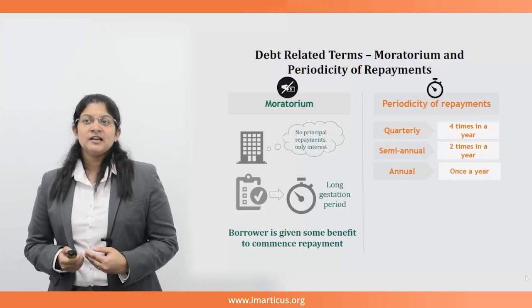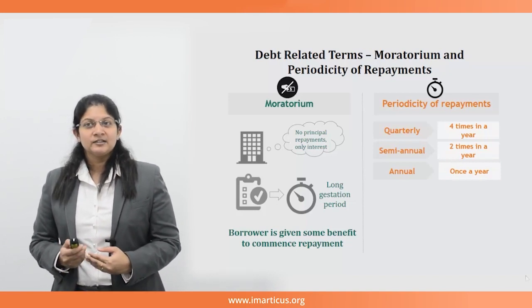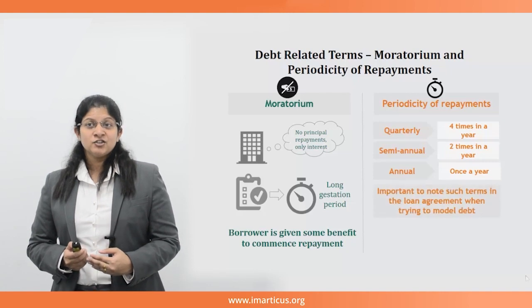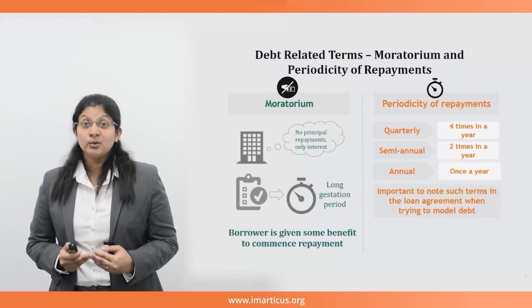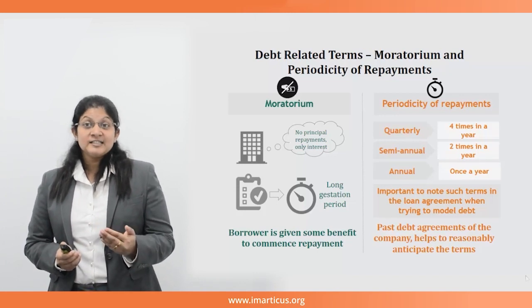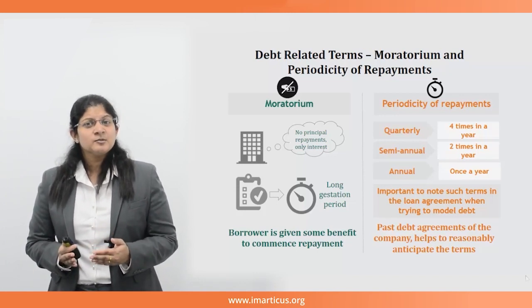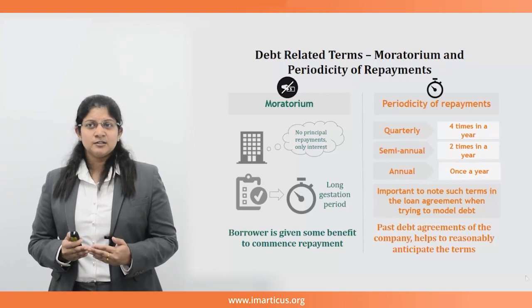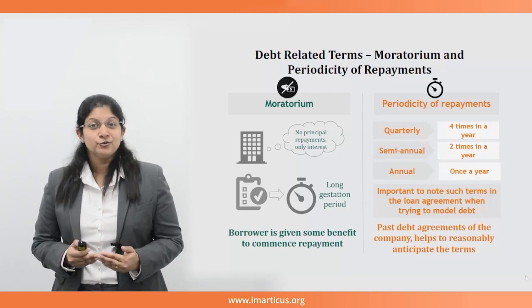Sometimes repayments may be annual, but interest may be compounded quarterly. It is important to note such terms in the loan agreement when trying to model debt. Even if this is for future debt, by looking at the past debt agreements of the company, it is possible to reasonably anticipate the terms that would be available to the company on new debt.